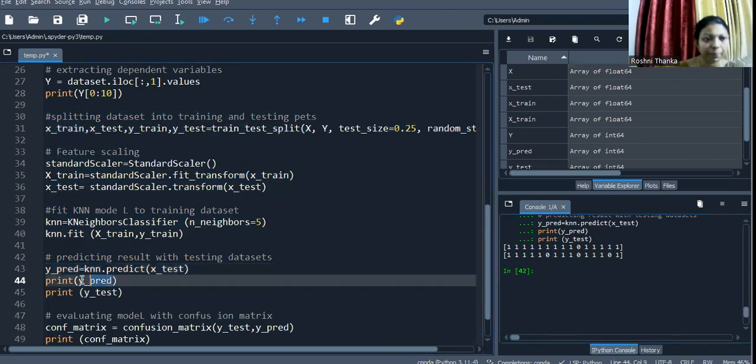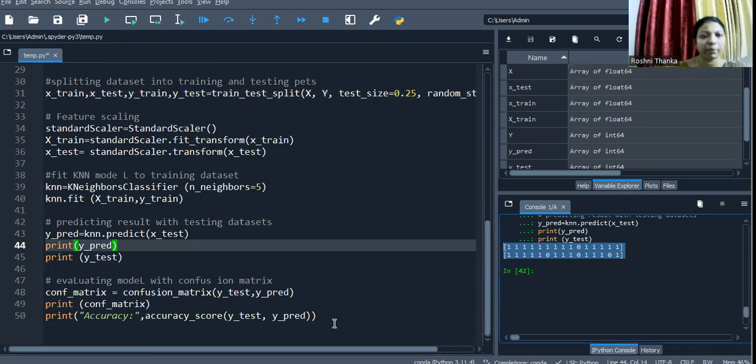The first one is the predicted value. Second one is the actual value. This is the actual value, and this is the predicted value. Actual value is 0, but it is predicting as 1. Here the actual value is 1, and the predicted value is also 1. So this shows the comparison between the predicted value and the actual value.